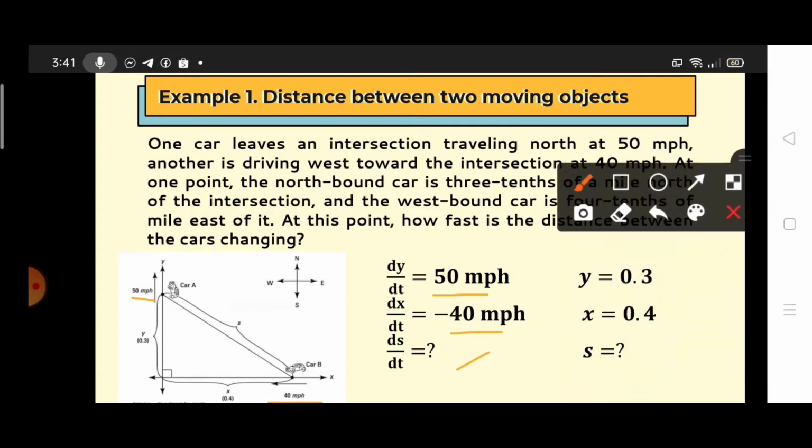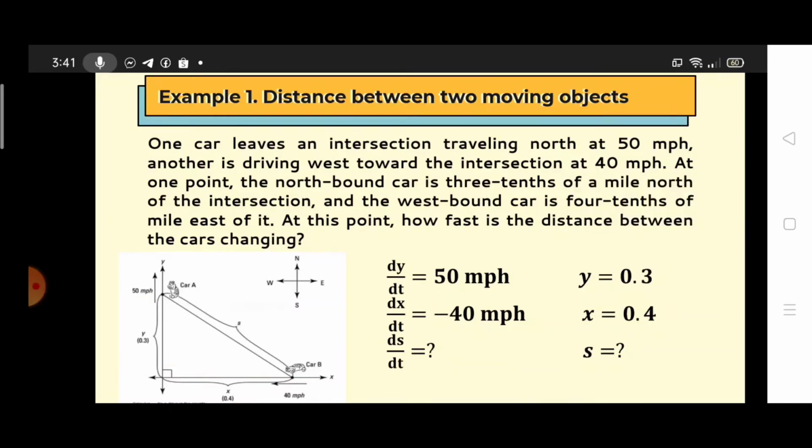So we have our y equal to 0.3 and our x equal to 0.4, and s is unknown. In this problem, we need to use the Pythagorean theorem, which is a squared plus b squared equals c squared. We'll apply this to the right triangle, where s is the hypotenuse, and x and y are the legs.